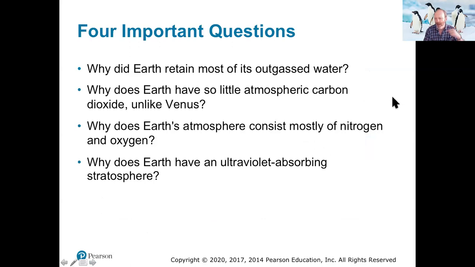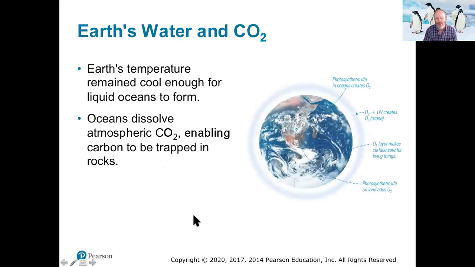How did we retain the water when others didn't? Why do we have so little carbon dioxide, unlike Venus? Why do we have mostly nitrogen and some oxygen? Why do we have our ozone layer?